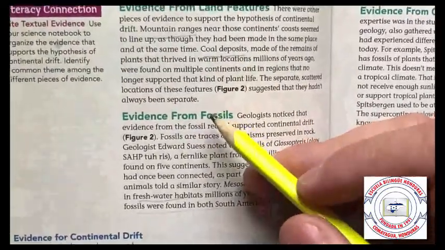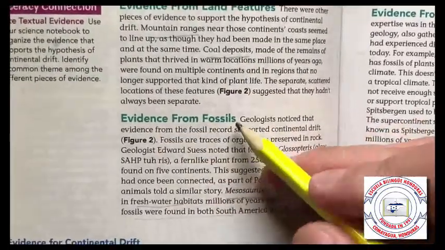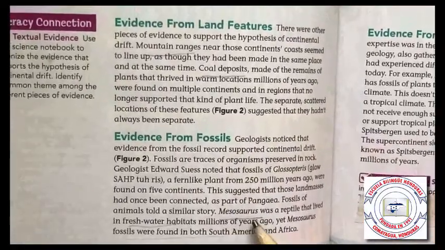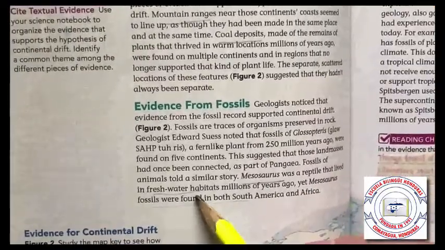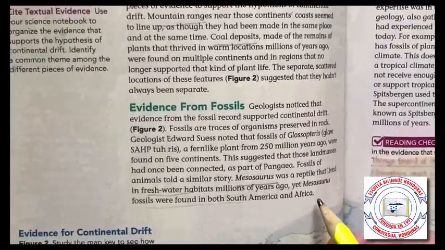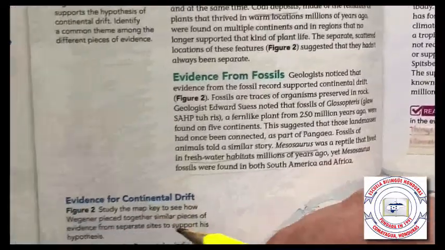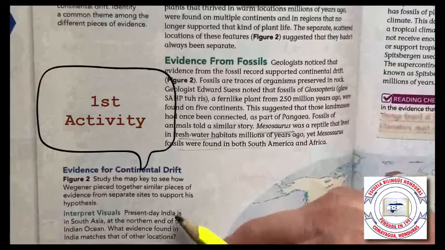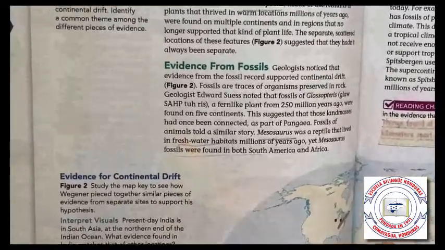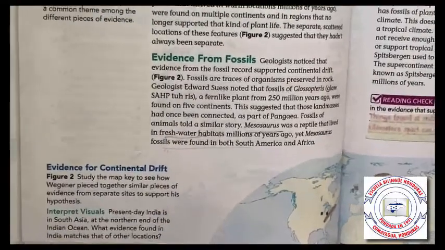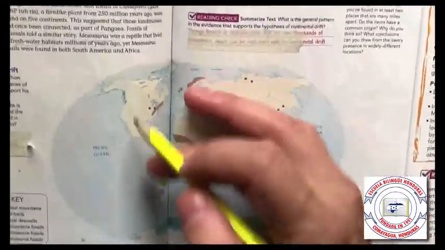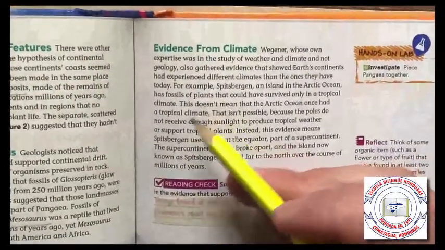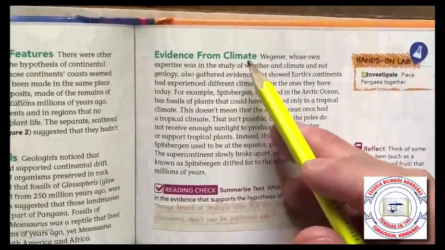The second evidence for plate motion is the evidence from the fossils. In this case, just underline Mesosaurus, a reptile that lived in fresh water, until America and Africa. Over here on this page, you have another activity. Interpret visuals, present day India in South Asia. You have to use this key concept and take a look at the map around the world to complete this activity. Next page, on 333, we have the last evidence of plate motion, from the climate.